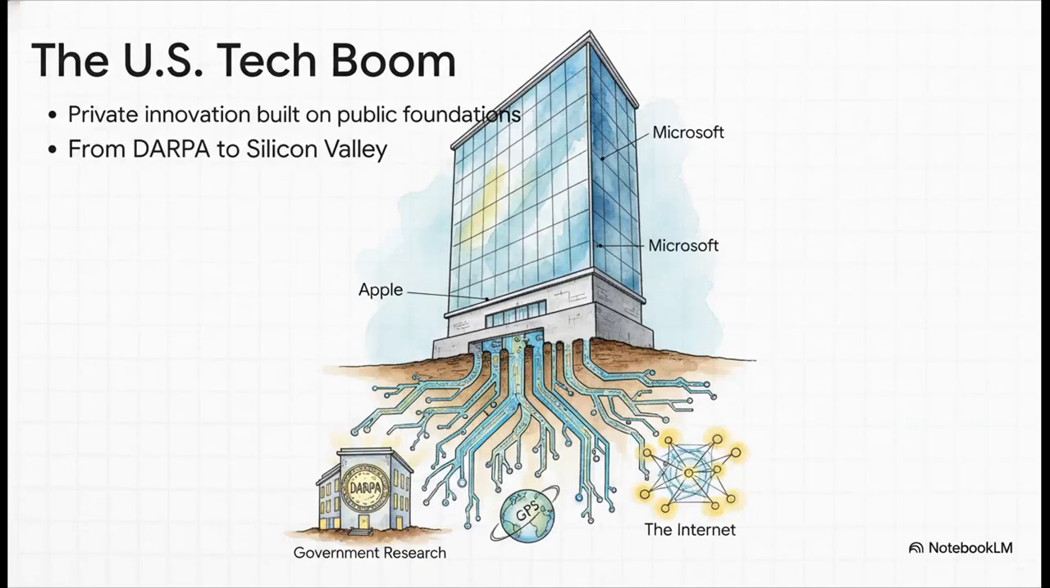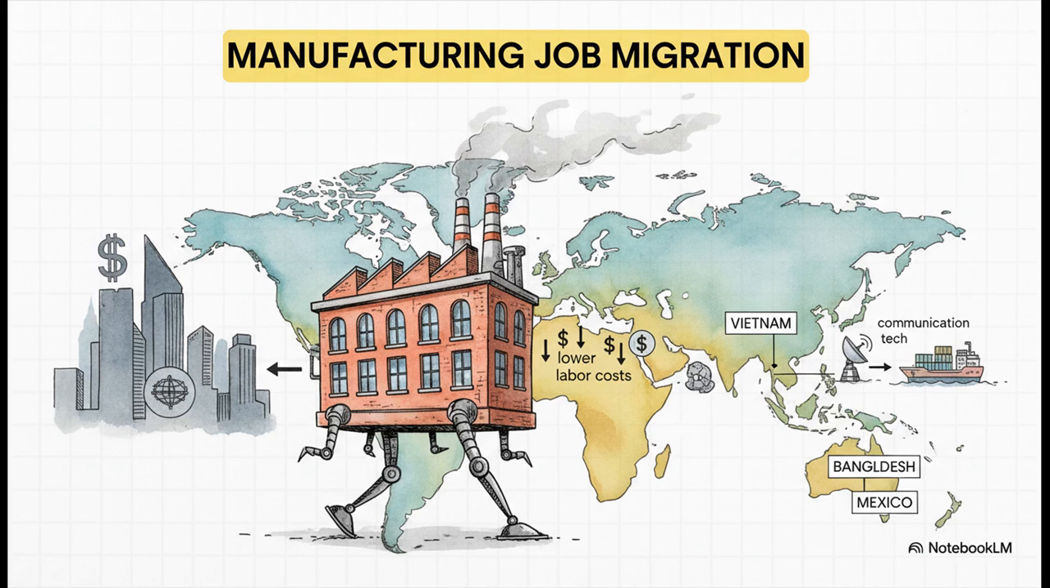And then you've got the US, which is a really fascinating story. You have these private giants we all know, Apple, Microsoft, Google, driving this huge tech boom. But, and this is a big but, it was all built on a foundation of government research. We're talking about agencies like DARPA, which helped create foundational technologies like GPS and the internet itself. Which of course brings us to the flip side of this whole thing.